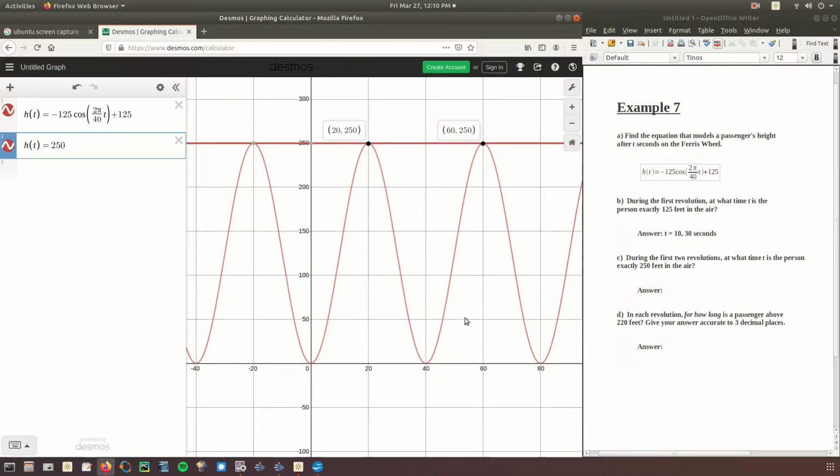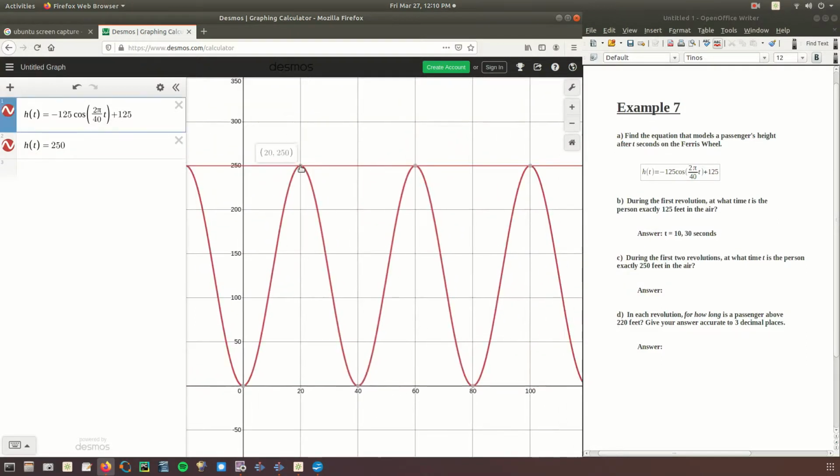And we can see that the 2 times that this does happen are at time 20 and at time 60. If we look for another one, we see it's at time 100, which is past our first 2 revolutions. Each revolution takes 40 seconds, so 80 seconds is as far out as we were interested in looking. So it looks to me like the times that we've found are 20 and 60 seconds, at which we'll be arriving at a height of 250 feet.